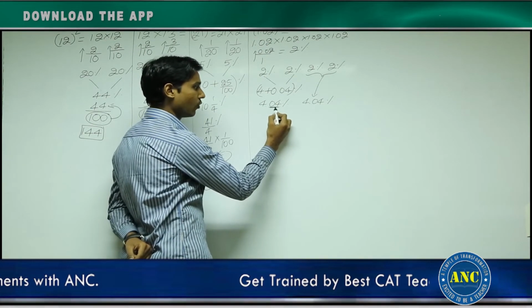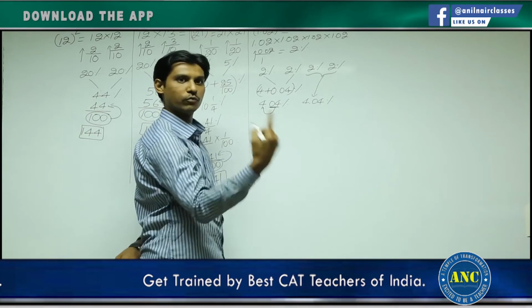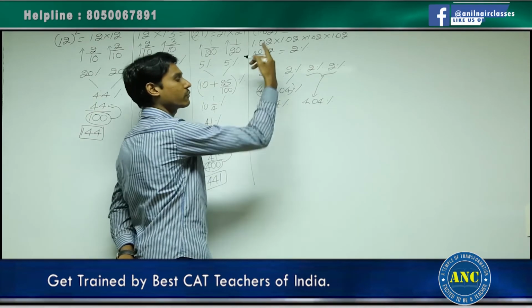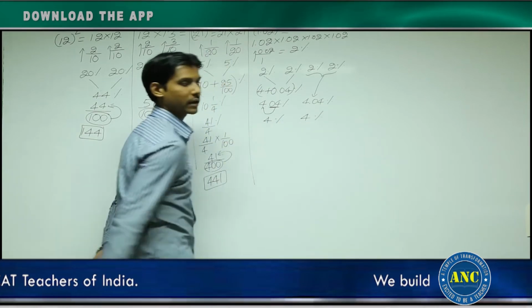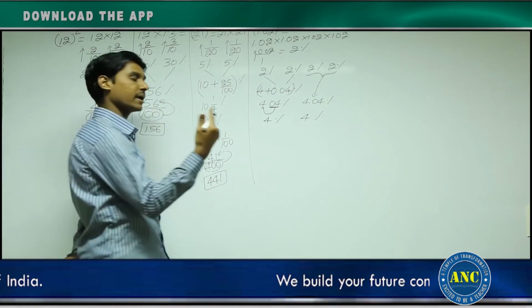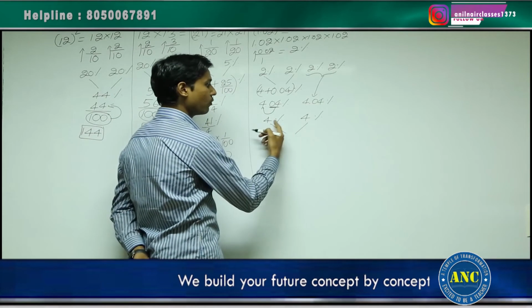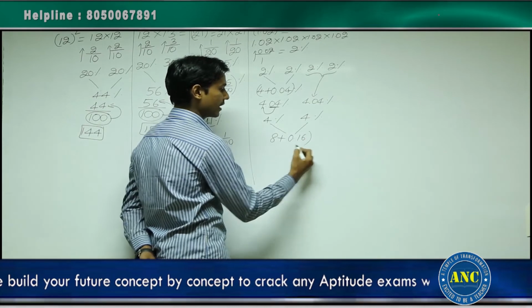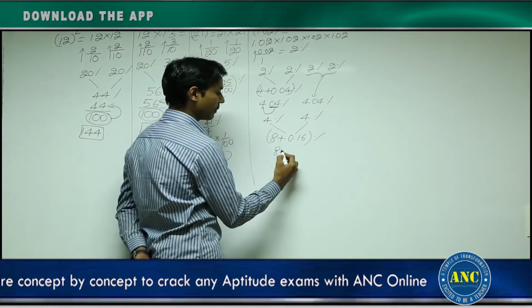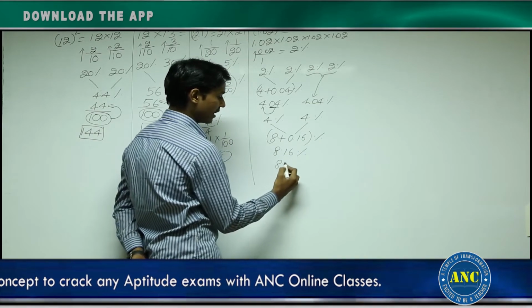This 0.04 is negligibly small compared to 4. You can ignore that value because you are finding the approximate value. That means I can approximately write it as 4% and 4%. Again apply successive percentage. This becomes 4 plus 4, 8. 4 into 4 by 100. 16 by 100 is 0.16. This is nothing but 8.16%.